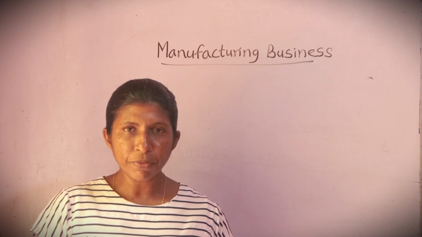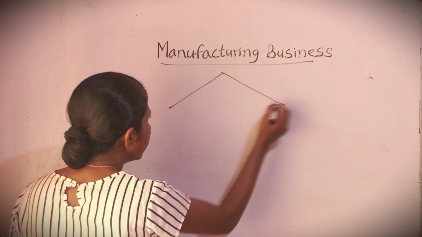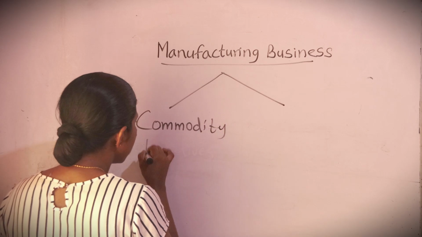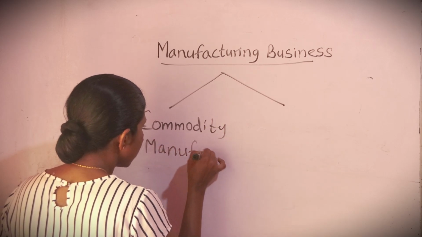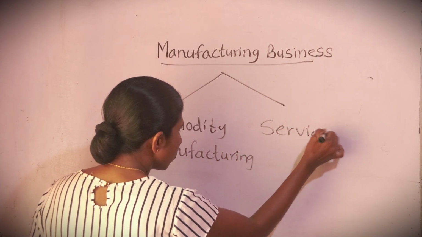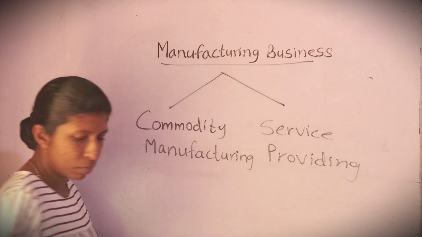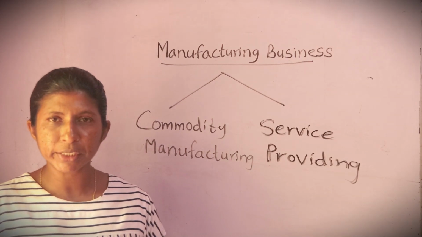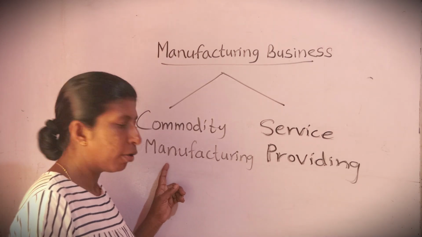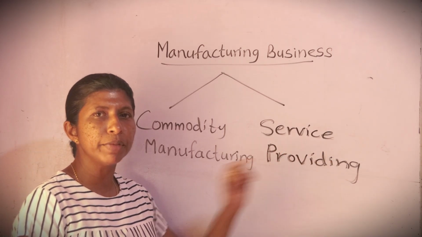If we take this manufacturing business, we can divide it into two. First one is commodity manufacturing business. Second one is service providing business.